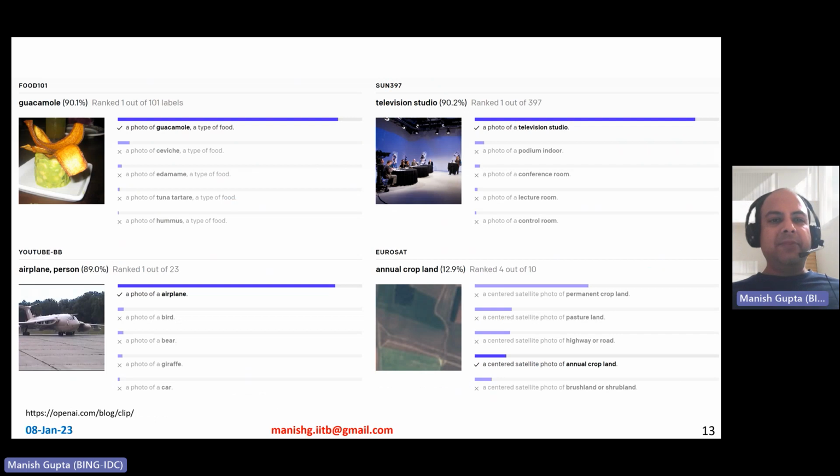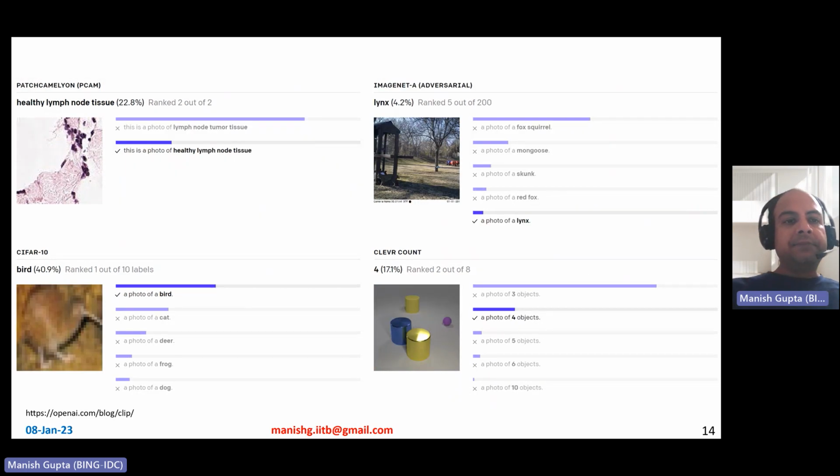That's about CLIP, and I'm just going to show you a different variety of data sets where these authors have tried CLIP, and they found it to work really well in most of these data sets. In some cases, yes, it screws up. For example, here is a data set with different types of food. Here's a data set with different types of indoor scenes, or there's the YouTube BB data set. This is a satellite images data set where it went wrong. Rather than predicting annual cropland, it predicted permanent cropland, right? Then a lymph node tissue data set for binary classification, whether it is lymph node or not.